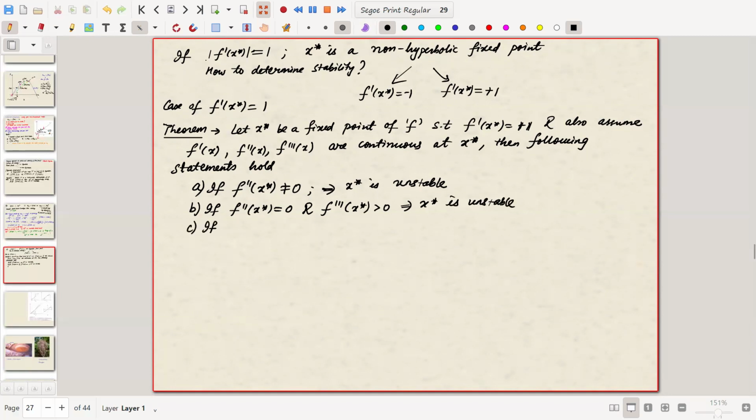Case 3, if f double prime x star is equal to 0 and you have to take the help of the third derivative, what can be the sign? Less than 0, isn't it? Because you considered greater than 0 in the second case. If the third derivative is less than 0, then yes, x star is stable. Okay.